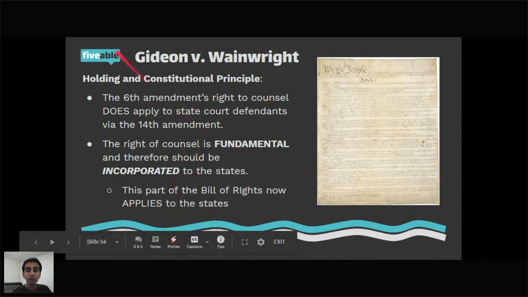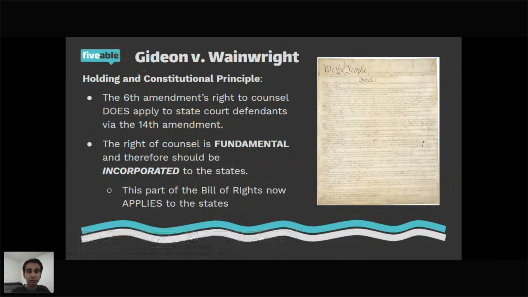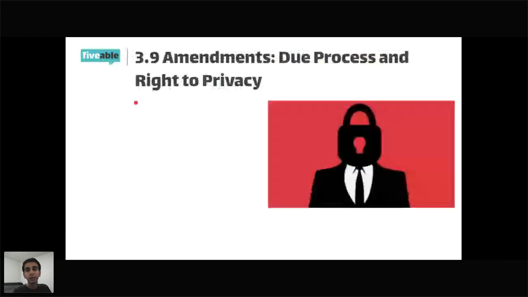Again, you'll see how only the right to counsel was extended to the states, right? So it happens piece by piece, not all at the same time. So this is a good example of how not even the entire Sixth Amendment was incorporated, just that tiny little bit that Gideon appealed. Okay, so that was 3.8.